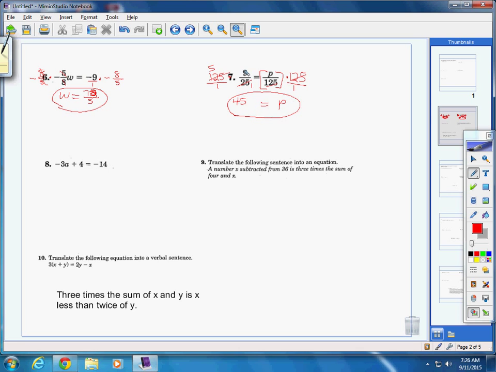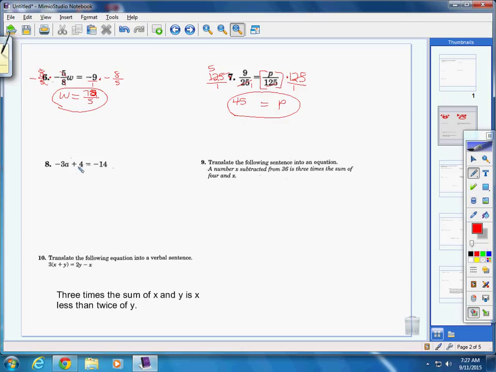You guys probably also know that this is a proportion. I think you talked about those quite a bit last year in 7th grade. This is a proportion, one fraction equal to another. Therefore, you could have cross-multiplied, and you could have solved it that way. But that's all right.